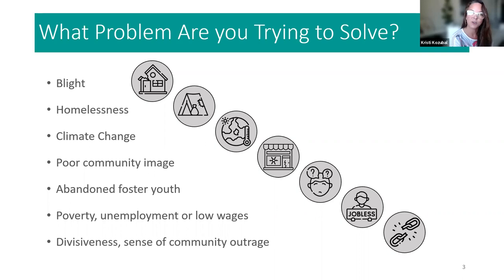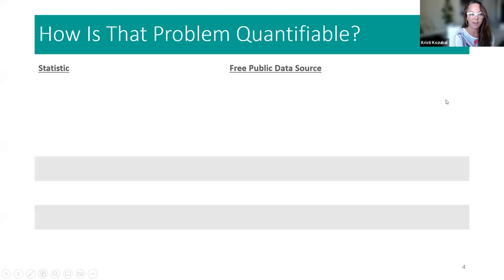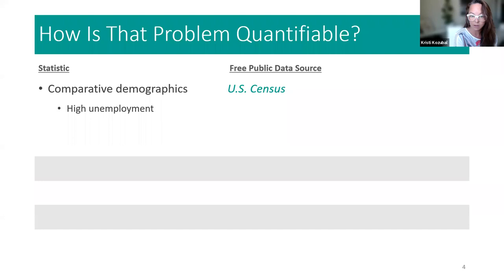So let's start with the problem, because the problem can be quantified. How bad is the problem before we can talk about the solution? Because your solution should make the problem go away or reduce the extent of the problem. So the problem should be measurable as well. And how do we quantify that problem? For example, comparative demographics. Comparative, meaning one time period to another time period. In other words, this is changing for the worse, such as unemployment. If unemployment is going up, that means we have a growing problem.